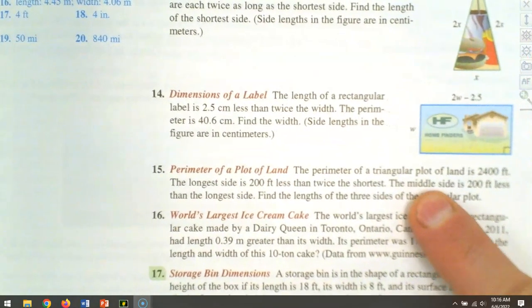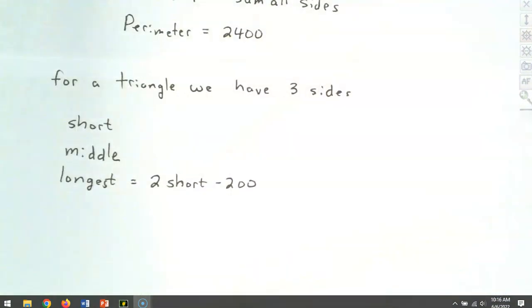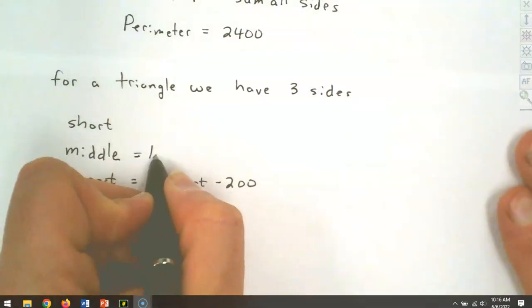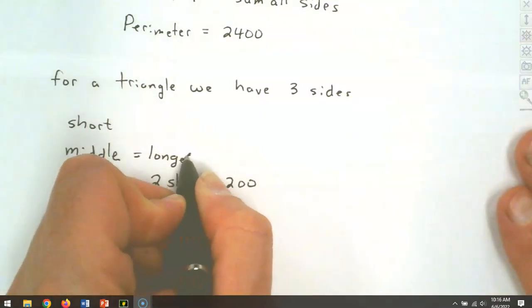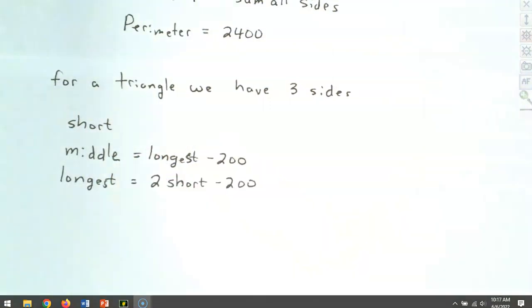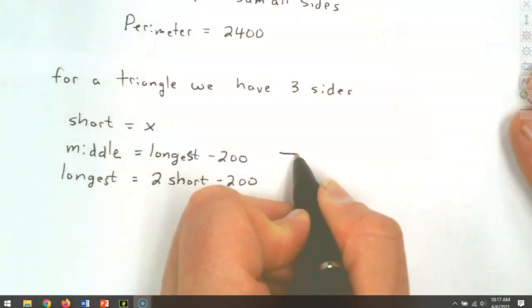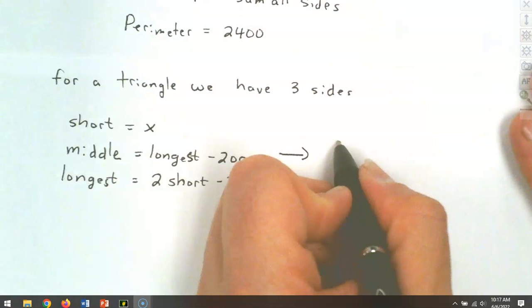Okay, so here we are. The middle side is 200 feet less than the longest side. So the middle side is going to be the longest side minus 200. Now, one of these we know nothing about. Do we know anything at all about the shortest side? No. So the one we know nothing about is going to be our variable x. And now we can rewrite this with our variable x.